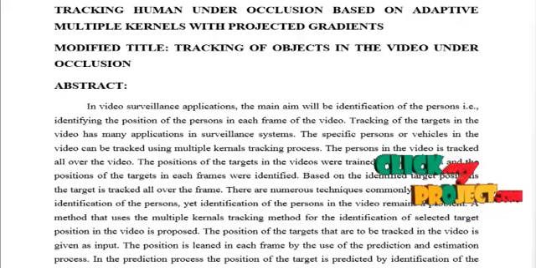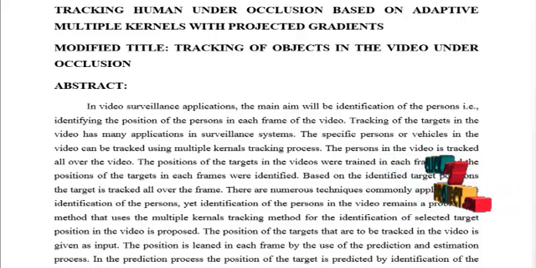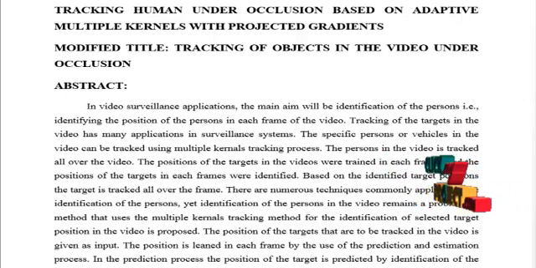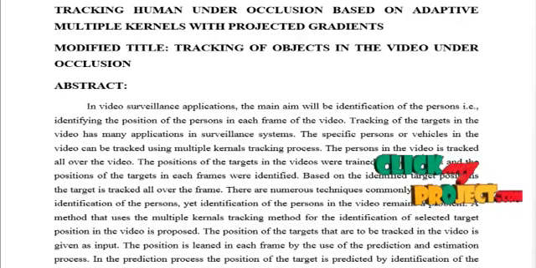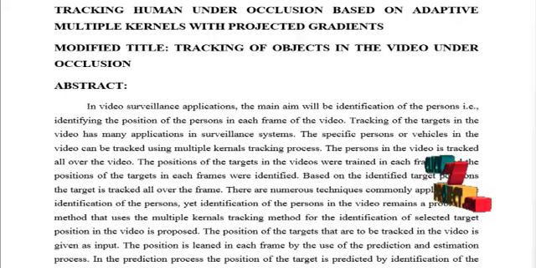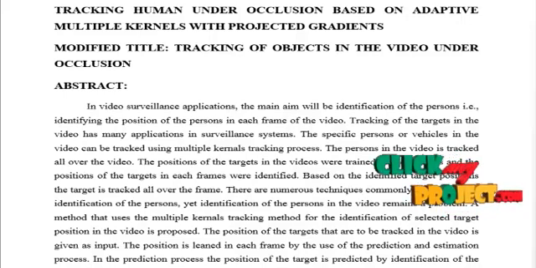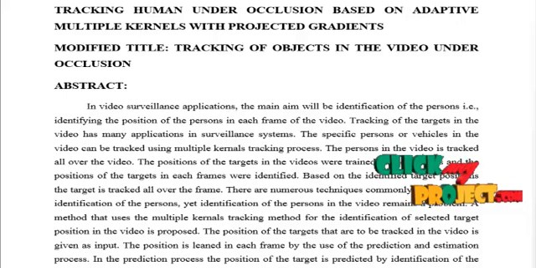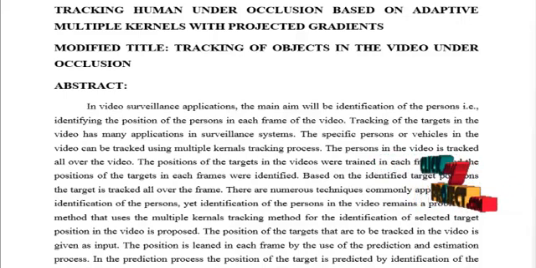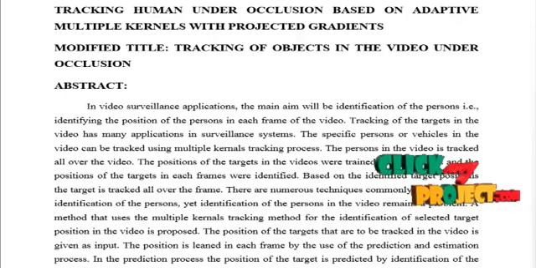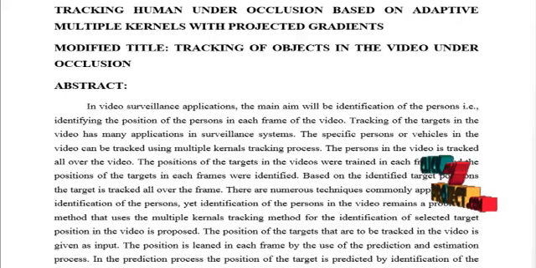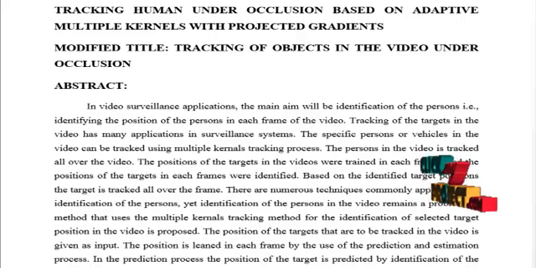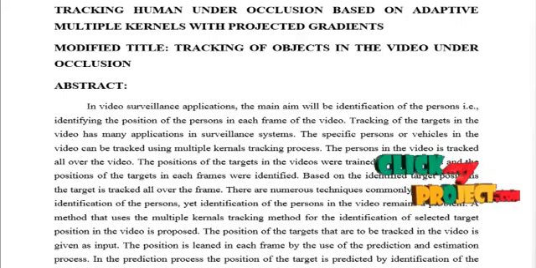A method that uses the multiple kernel tracking method for identification of the selected target position in the video is proposed. The position of the target that is to be tracked in the video is given as the input. The position is learned in each frame by the use of prediction and estimation processes. In the prediction process, the positions of the targets are predicted by identifying the movements in the pixel coordinates. The predicted object positions are compared. The movements are detected by means of particle filtering, which denotes the movements in the specified target position. The process generates the identification of moving pixels in each video frame.